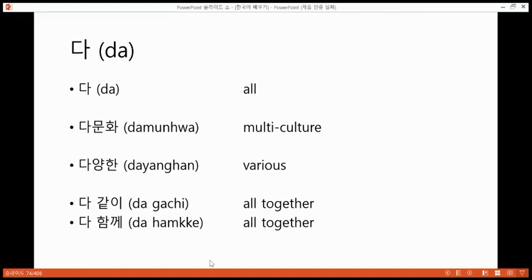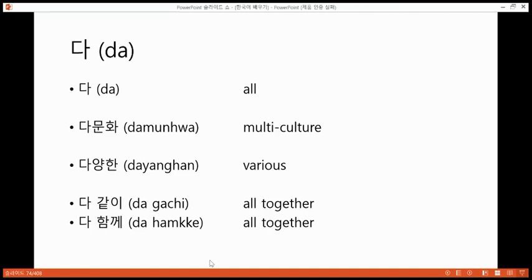Okay, say 다. 다 means all. 다 is a Hanja word which means many or various. Can you say 다문화? Okay, 문화. 문화 is Hanja which means culture. So if you put 다, that becomes multi. 다문화 means multicultural. 다문화.